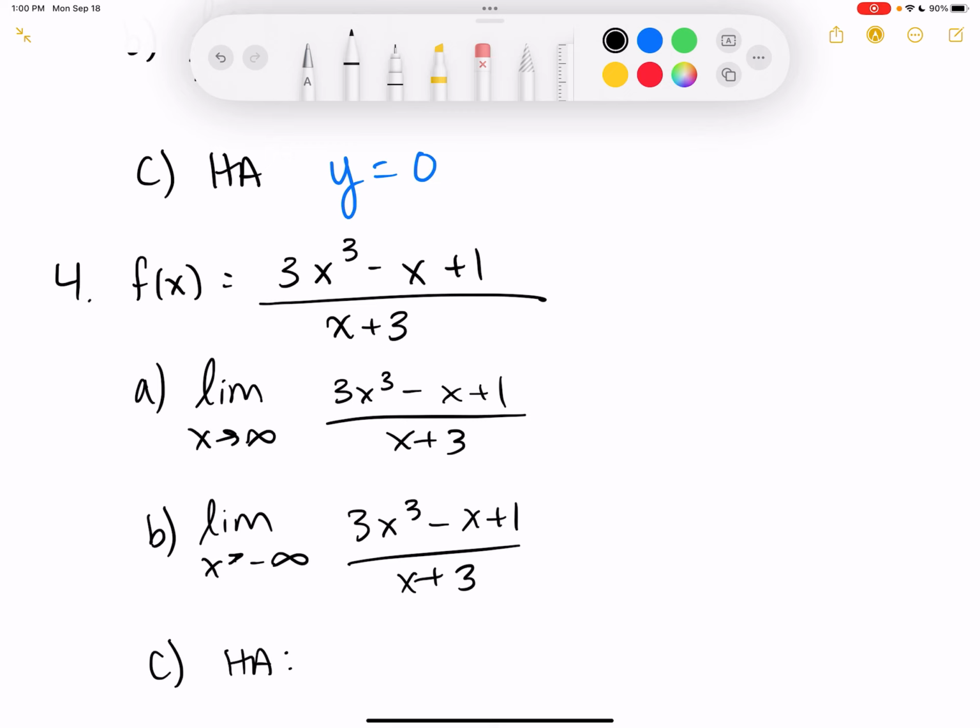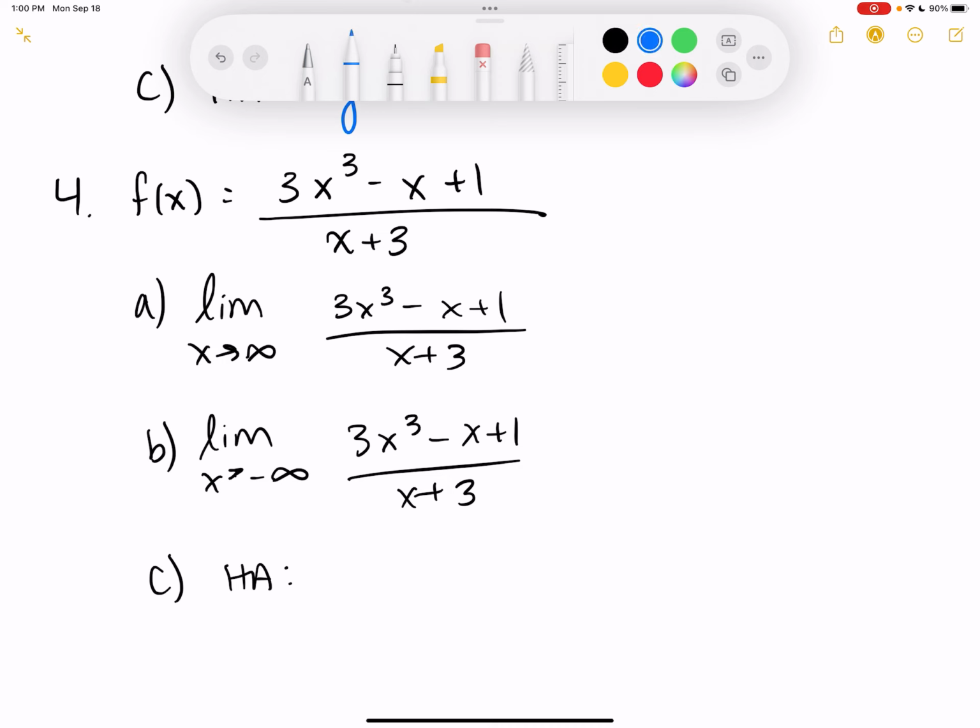So what scenario do we have here? We have bigger on top, because it's x cubed over x. So the horizontal asymptote is going to be none. We can go ahead and answer that one.